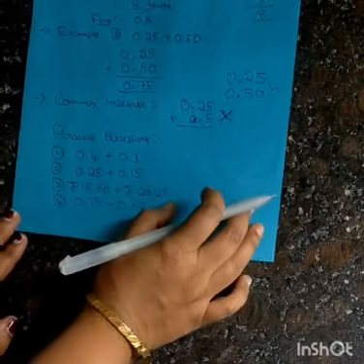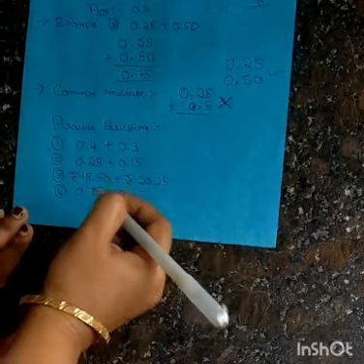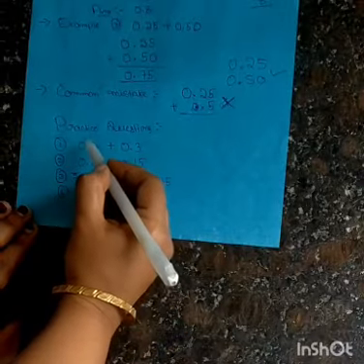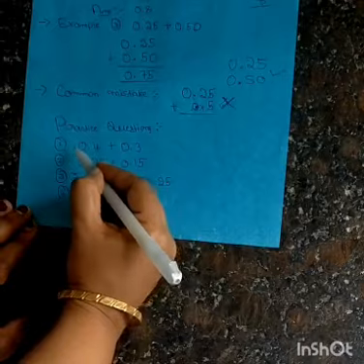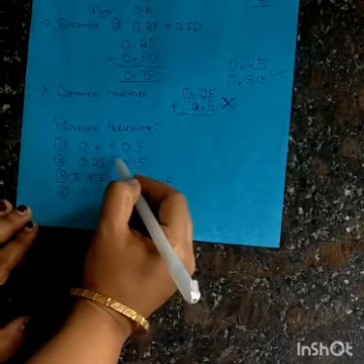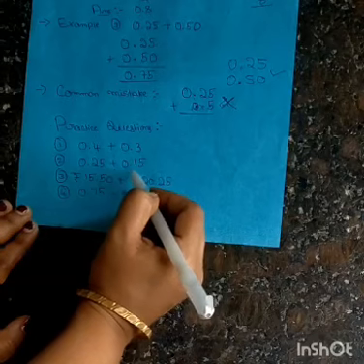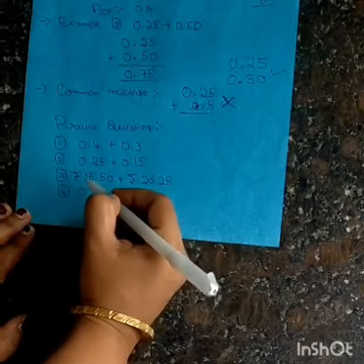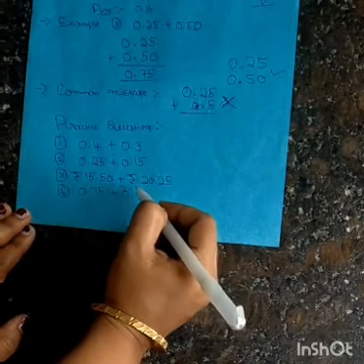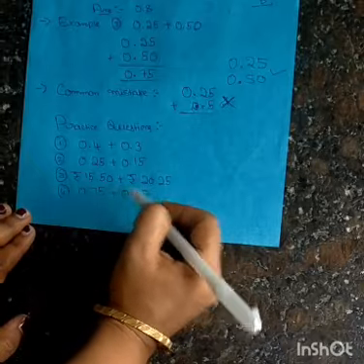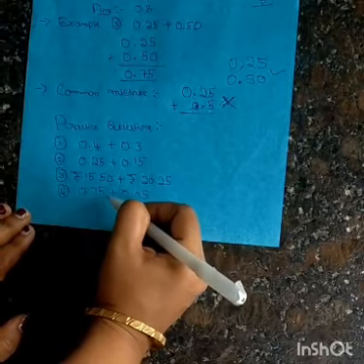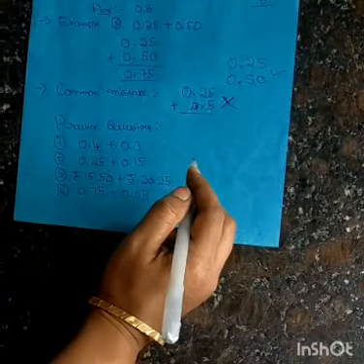So now it's your turn. Pause the video and try these questions. The practice questions for today. First one, 0.4 plus 0.3. Second one, 0.25 plus 0.15. Third one, rupees 15.50 plus rupees 20.25. Fourth one, 0.75 plus 0.05.